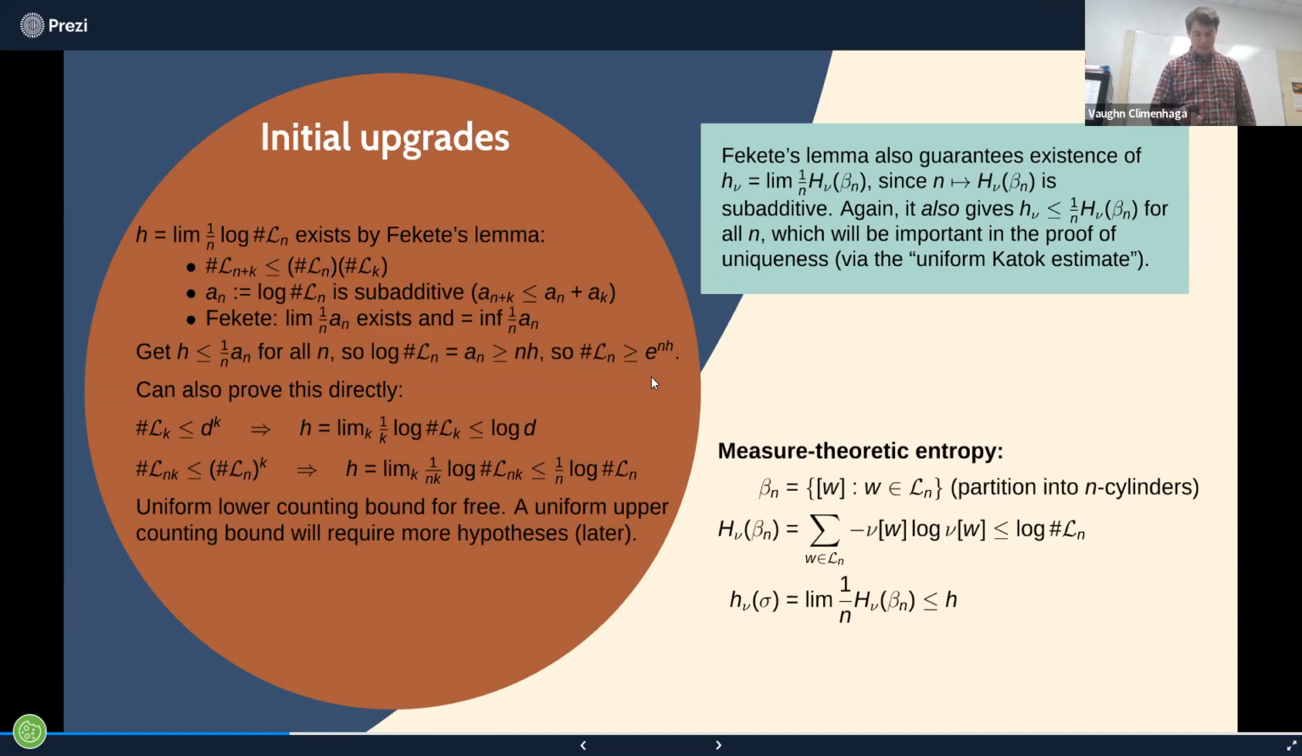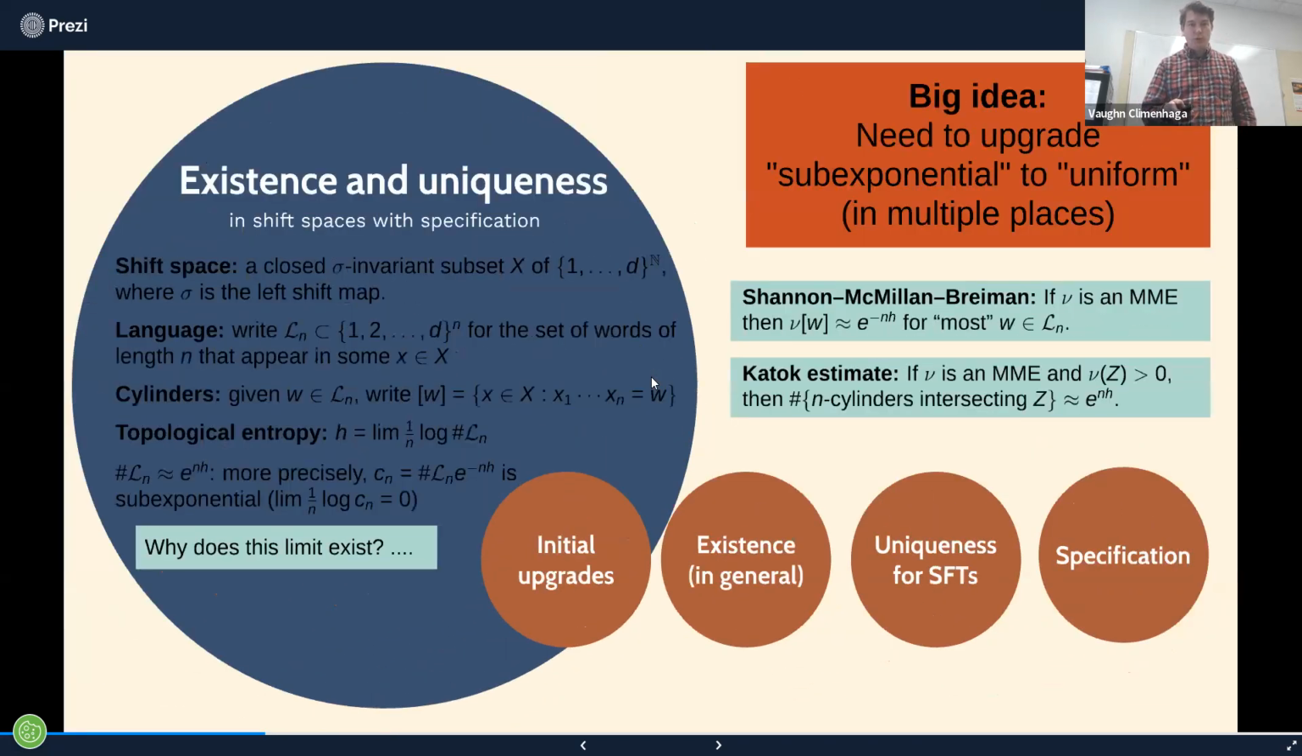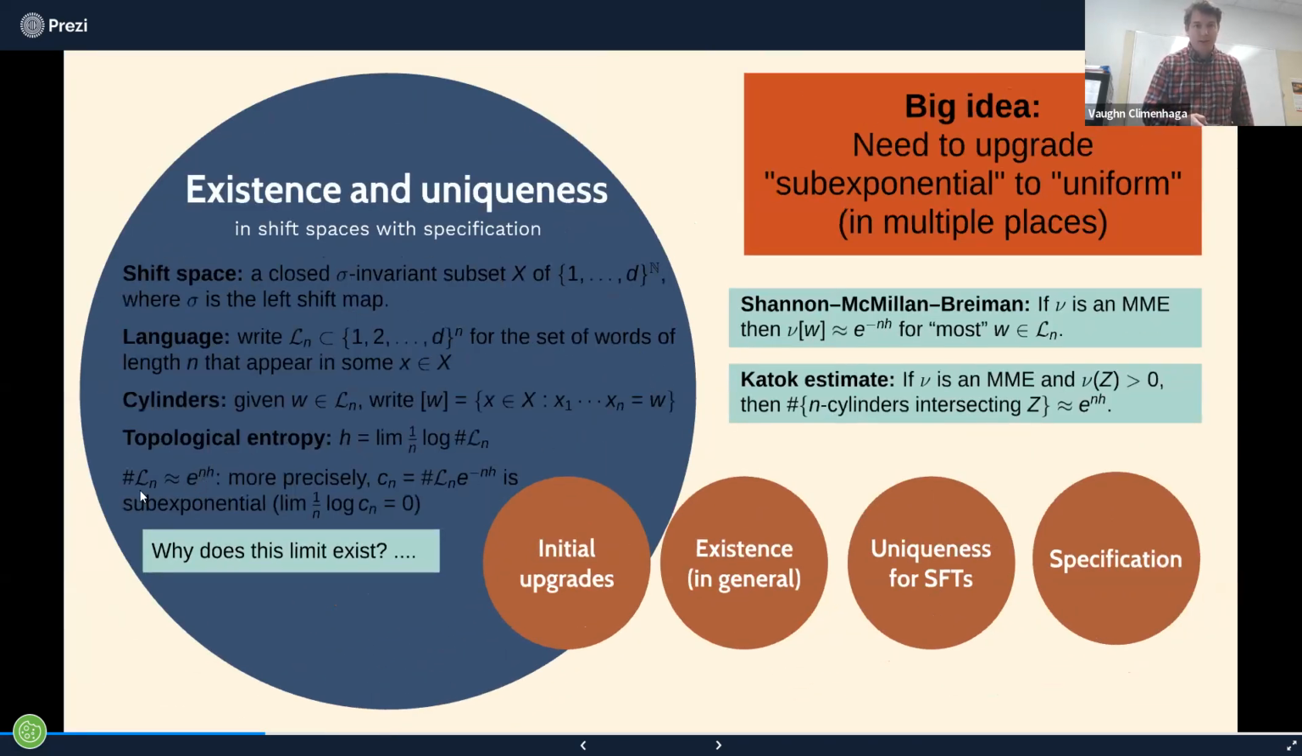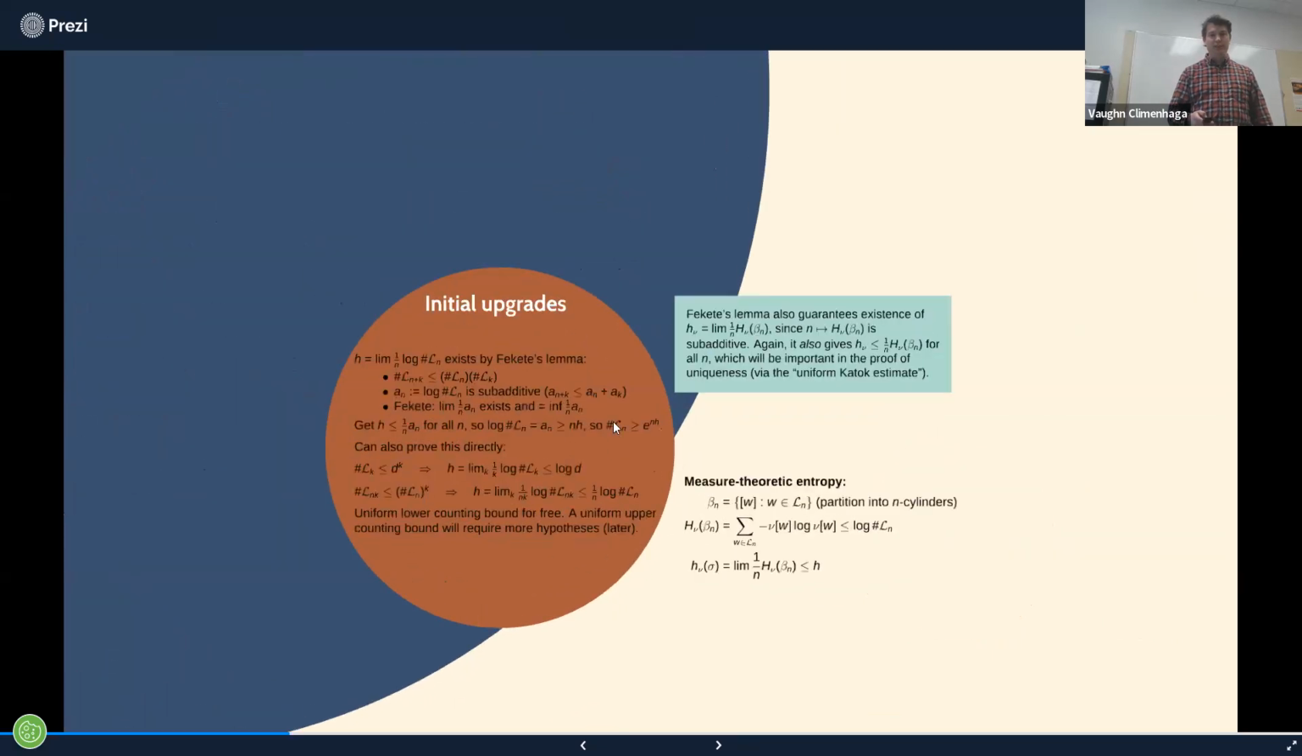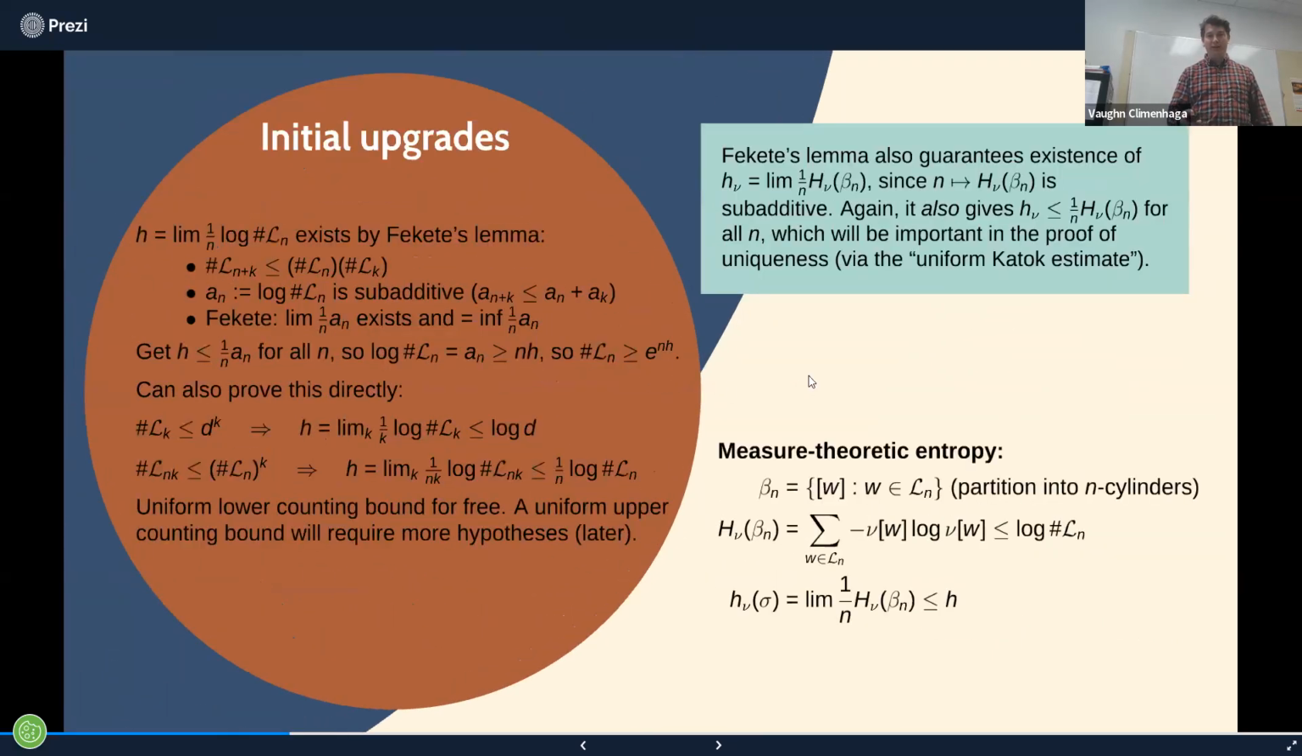Let me go back upstairs for a moment. The sub-exponential estimate was that the number of words of length n is on the order of e to the nh. And we've just improved that to give a uniform lower bound. That's the first upgrade of sub-exponential to uniform. We're going to need to do that same sort of thing several more times.